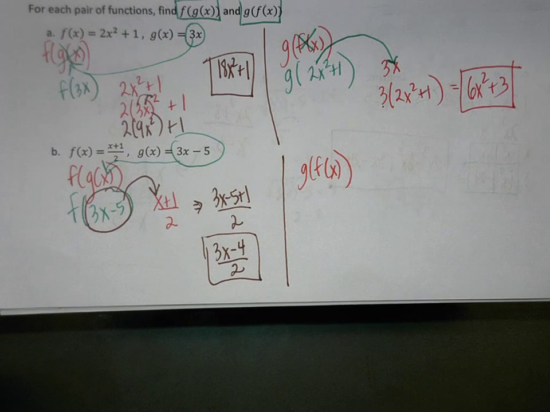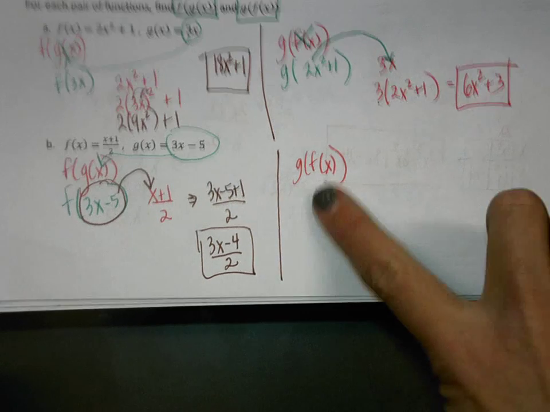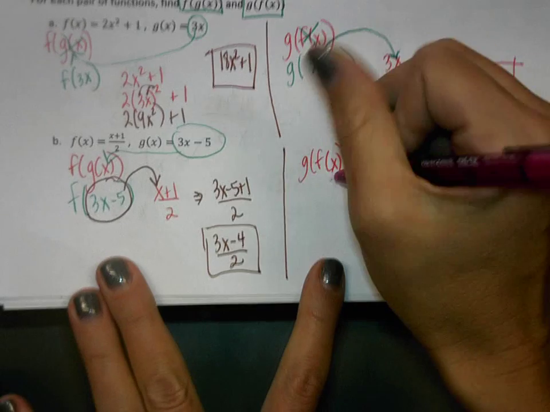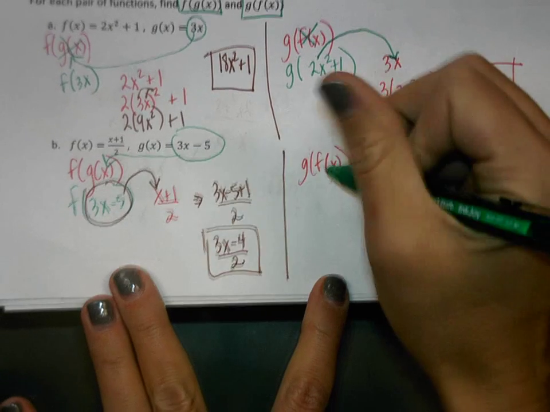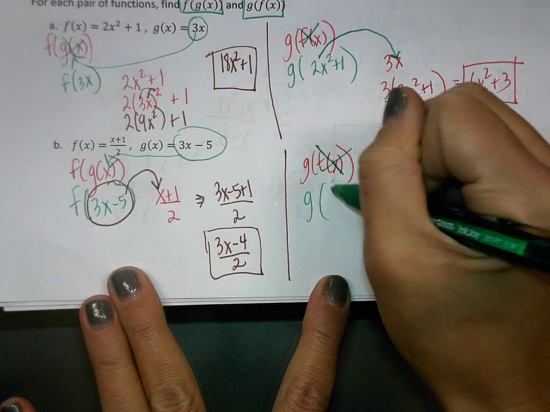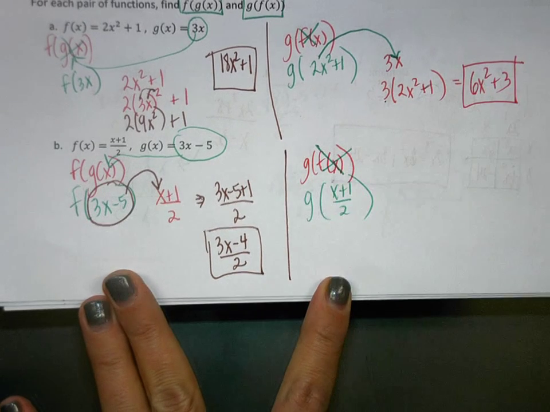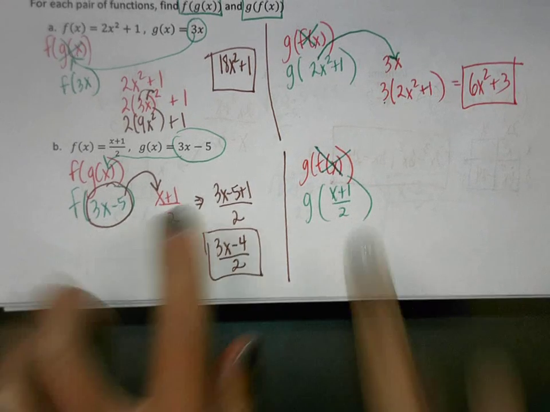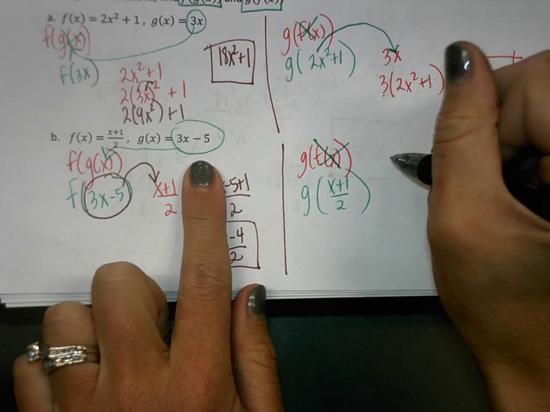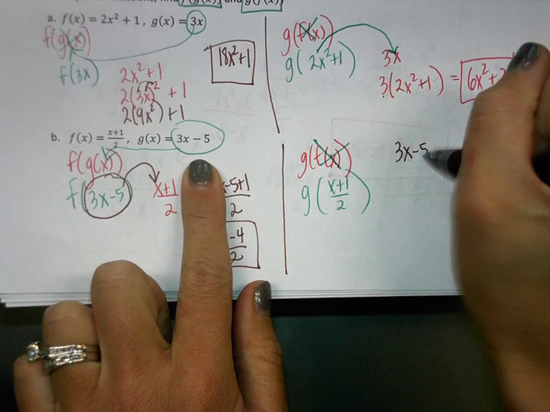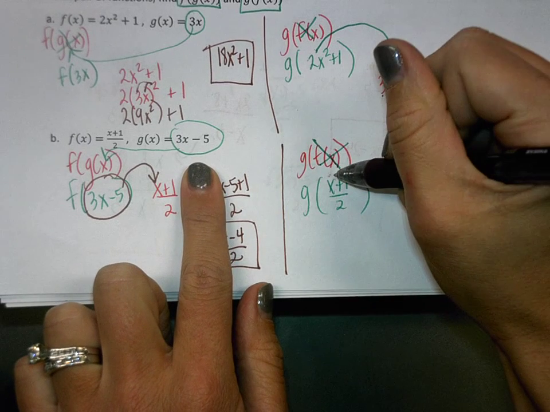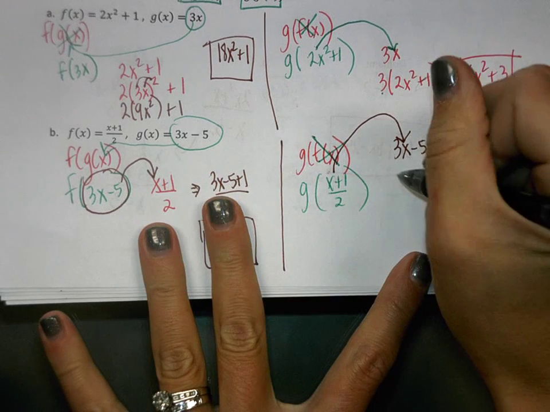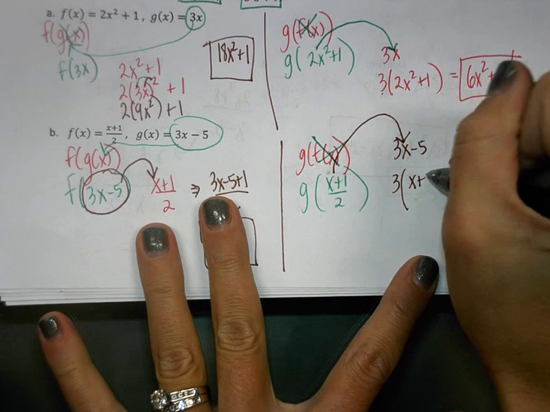Okay, so starting with g of f of x. Since f of x equals x plus 1 over 2, this is just going to be replaced with x plus 1 over 2. We're good with that? Okay, so now g of x plus 1 over 2. Let me first write what my g equation is, which is 3x minus 5. And then all we're doing is taking this and plugging it in for x, correct? So that means I have 3 times x plus 1 over 2 minus 5.